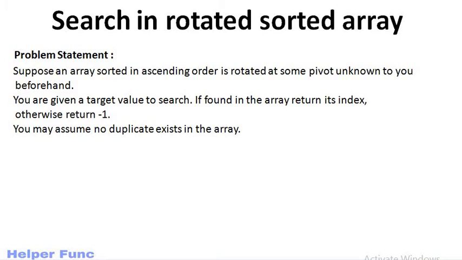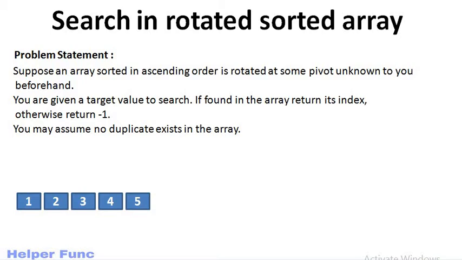In this video we will discuss how to search in a rotated sorted array. So suppose an array sorted in ascending order is rotated at some pivot unknown to you beforehand. Now you are given a target and you need to find whether this array contains the target or not. If found in the array, return its index, otherwise return -1. Also, it is given that there are no duplicates in the array.